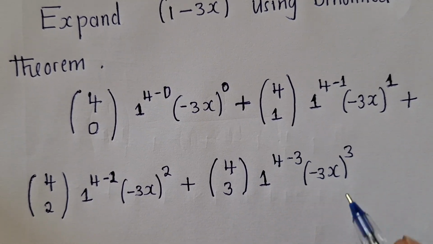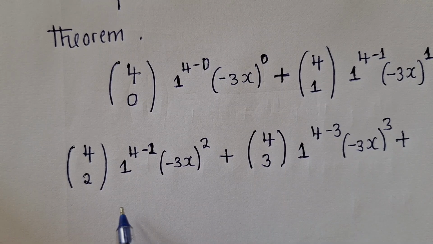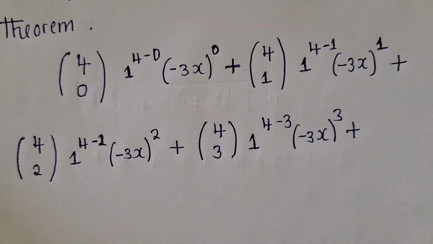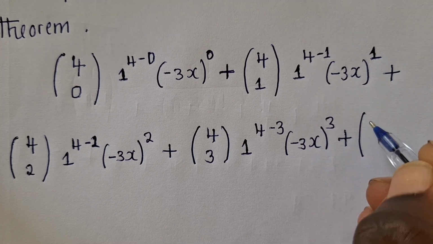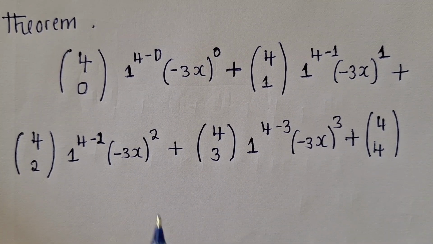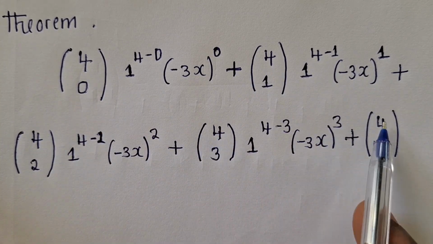Plus. I'll write down here, so that we don't finish the space. So this will be 4 choose 4. So you see the way it's moving? The top number, the power, is maintained throughout.